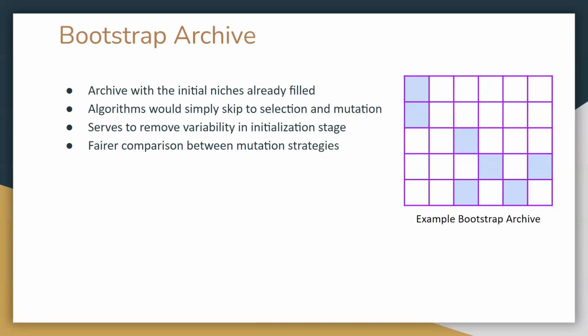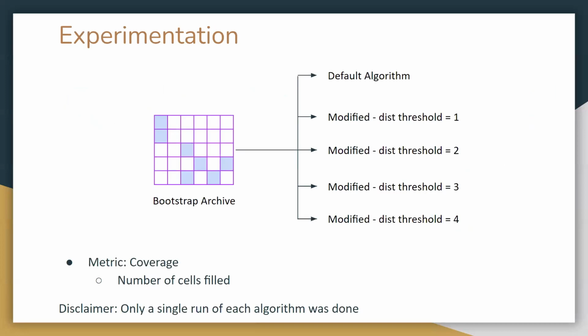To remove variability as much as possible, I created a bootstrap archive, which is an archive with the initial cells already filled. This bootstrap archive is passed on to each of the algorithms. With an existing bootstrap archive, the algorithms would skip the initializing the genome phase and would only carry out the selection and mutation portion. So I compared the default algorithm with 4 instances of the modified algorithm. Each instance of the modified algorithm had a different distance threshold. All had the same bootstrap archive.